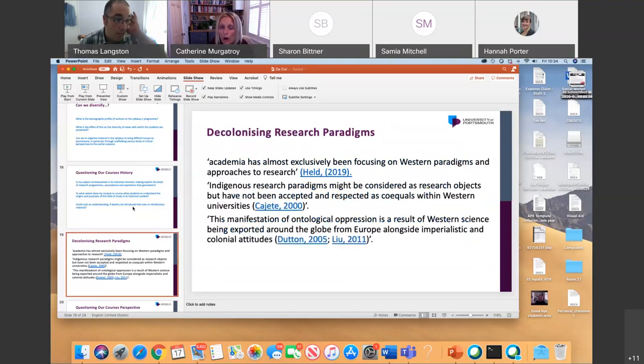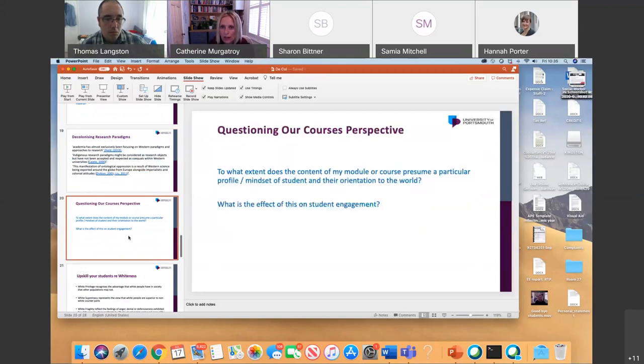And we need to do the same for our research paradigms. Academia has almost exclusively been focusing on Western paradigms and approaches to research. Indigenous research paradigms might be considered as research objects: let's go and have a look at how they think about spirituality or energies in Eastern underdeveloped countries, but they're not really accepted and respected as co-equals within Western universities. This manifestation of ontological oppression is a result of Western science being exported around the globe from Europe alongside imperialistic and colonial attitudes. So when we think about constructivism or positivism, all of these are Western notions, and they are really the only lenses through which we view scientific study. And so really it's about taking a really critical view of that.